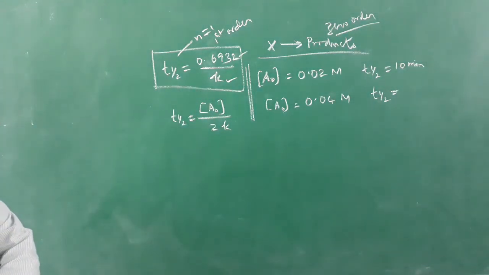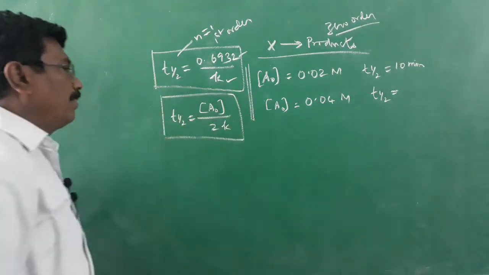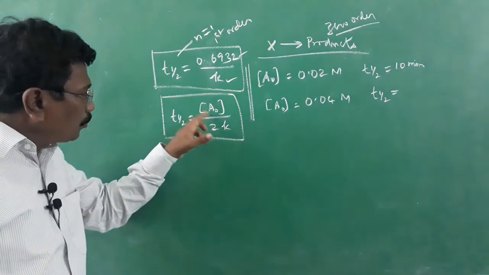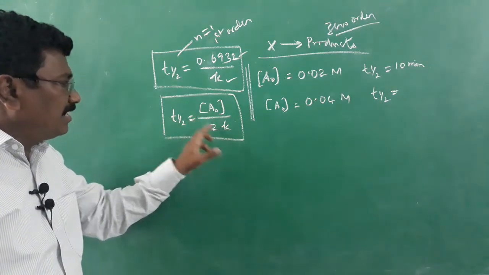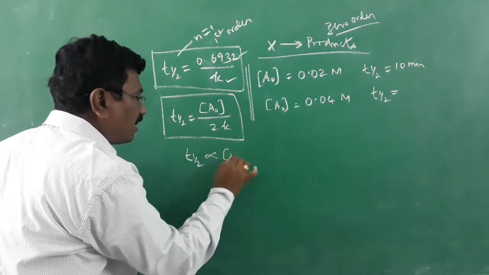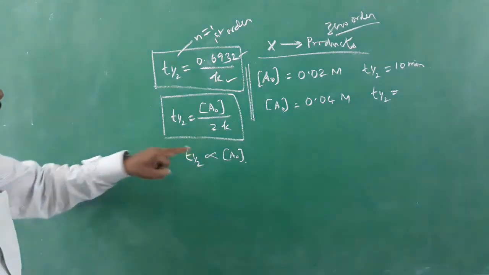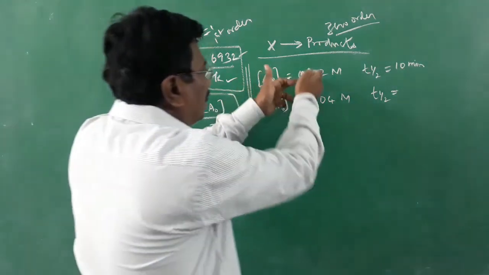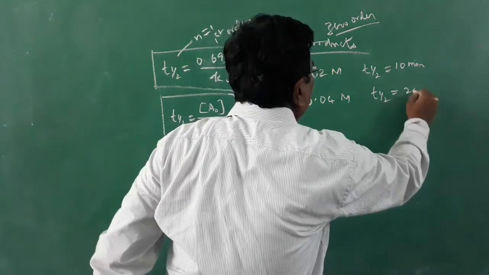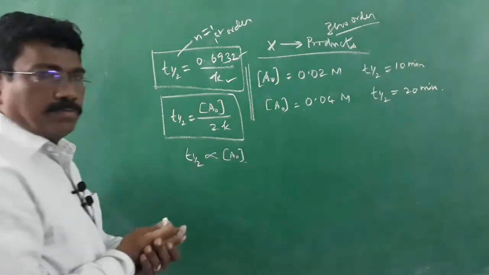T half is equal to A naught divided by 2K. That means it is directly proportional, and K is a constant. Therefore, T half is directly proportional to initial concentration. That is the meaning. If the concentration is doubled, T half is also doubled, it is 20 minutes, that's all. When it is doubled, T half is also doubled.